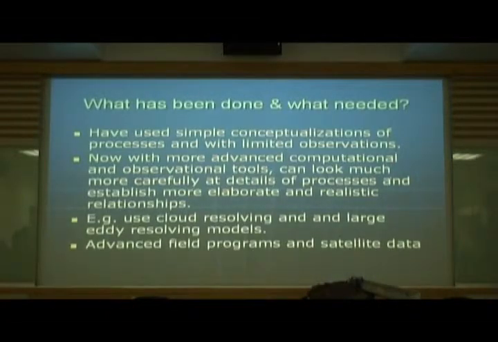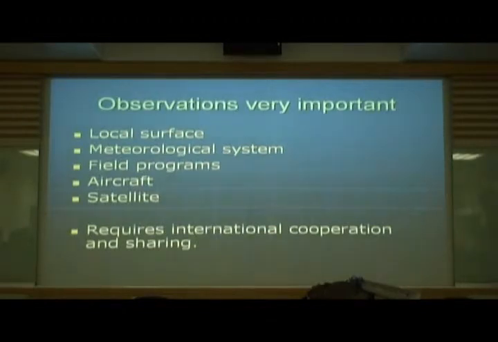And one aspect of this that we've had around for some time now, cloud resolving and large eddy resolving models, but these still haven't been exploited, I think, very much or to the extent they should be in terms of telling us how to do the parameterizations or how we modify what we do in the larger scale models to incorporate the knowledge we get from these models. So I think this is still sort of in its infancy in terms of actually being useful for the larger scale modeling.